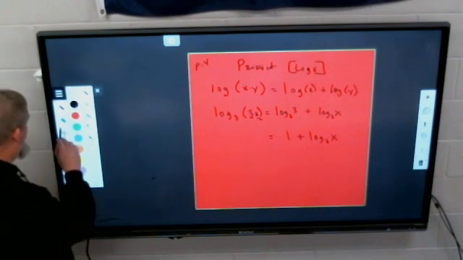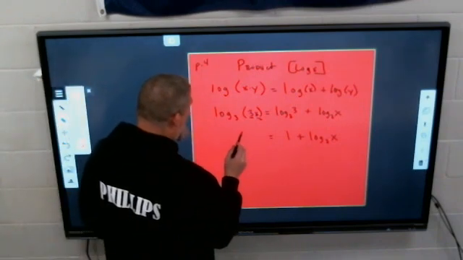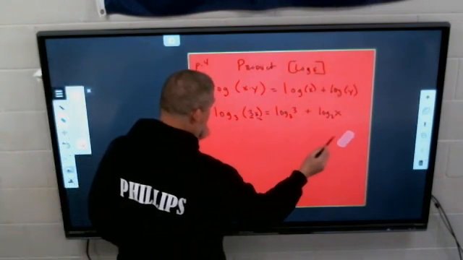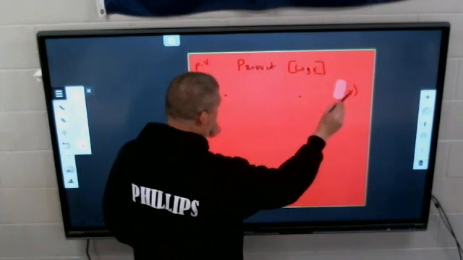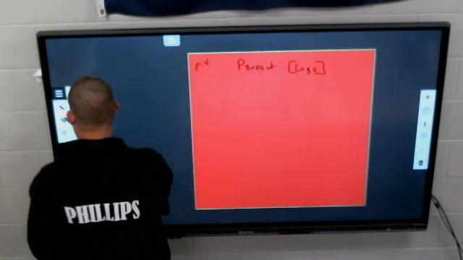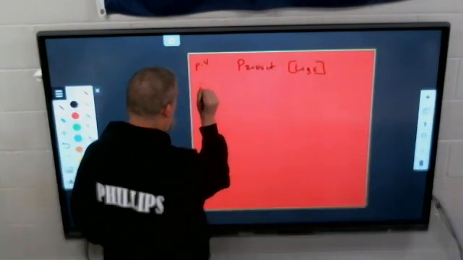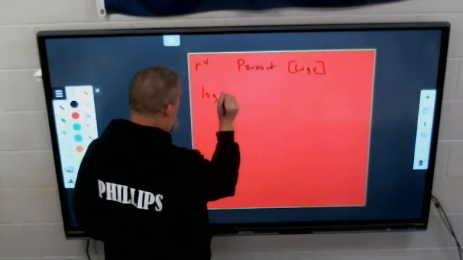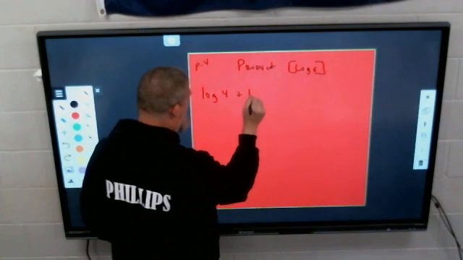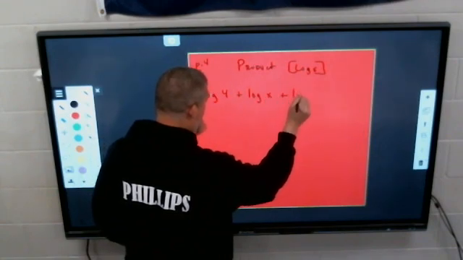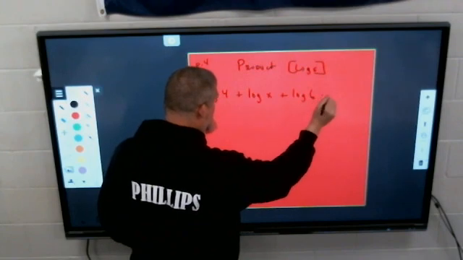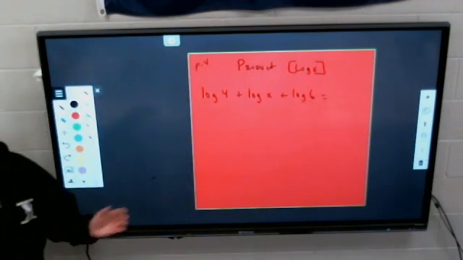I'm going to erase, we're going to write one more example on here. And basically it's the example going backwards. Let's say I give you something like log of 4 plus the log of x plus the log of 6. Put that back together.